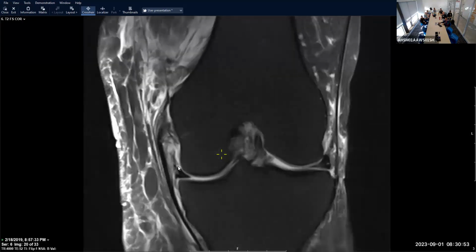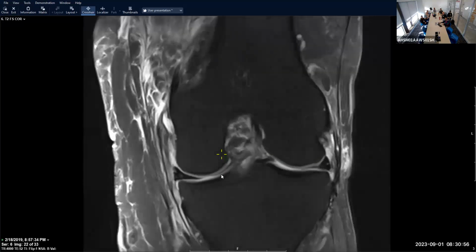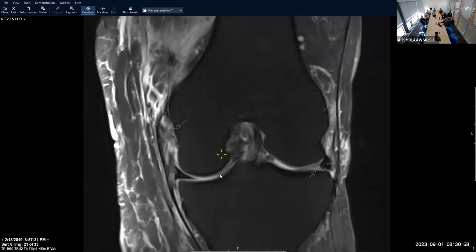Something about hoop stress or something like that, and then you get accelerated articular cartilage loss and insufficiency fractures, things like that, but less common probably in your patient population.